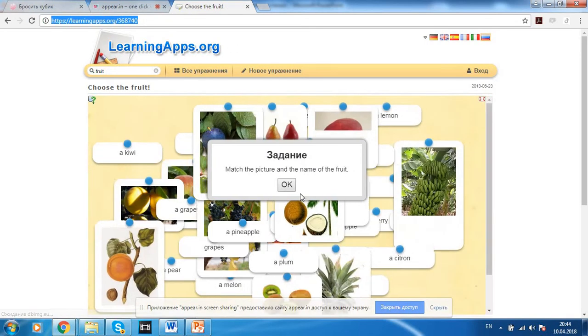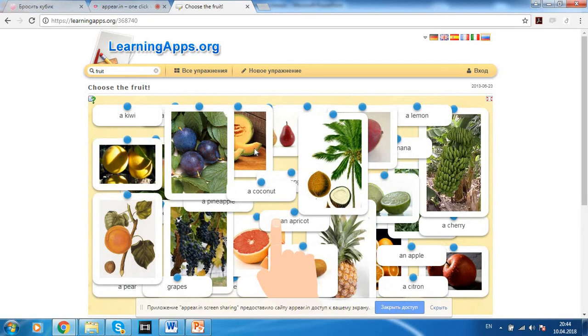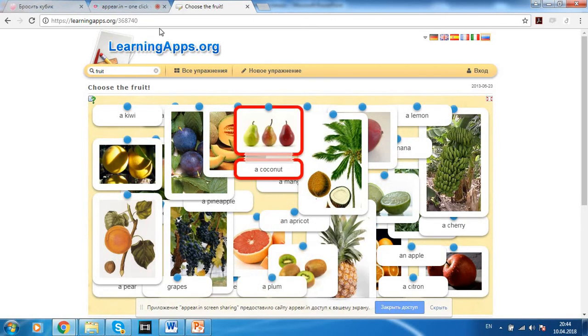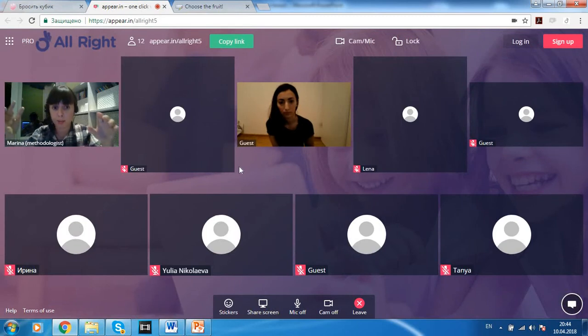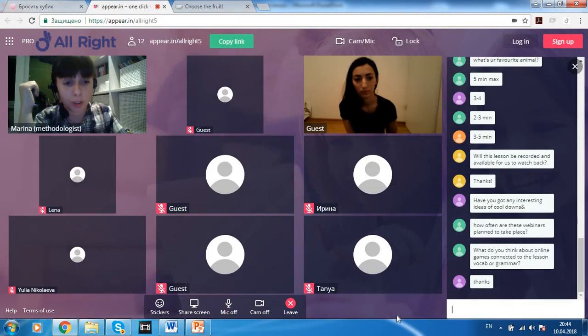So what I mean is that this kind of online game is cool, yes, but if you use games which do not involve the vocabulary, some cars or something like this, probably this would distract your students. So I'm always for games, but for games which are about education, which are educational.